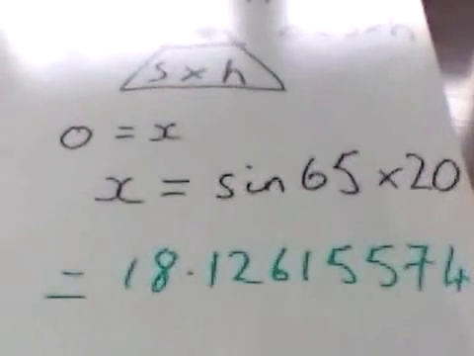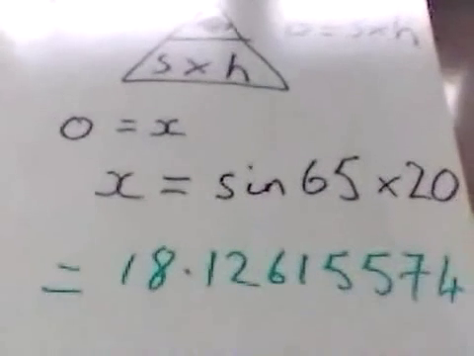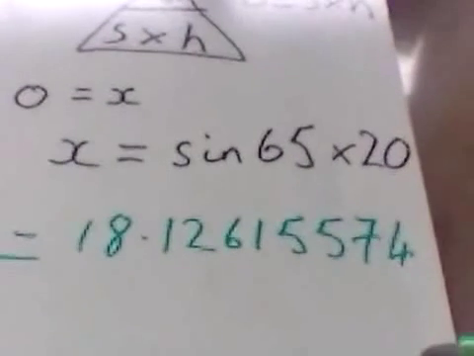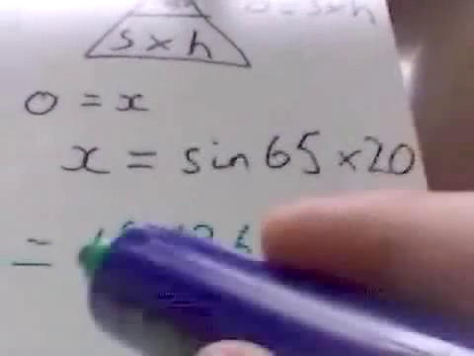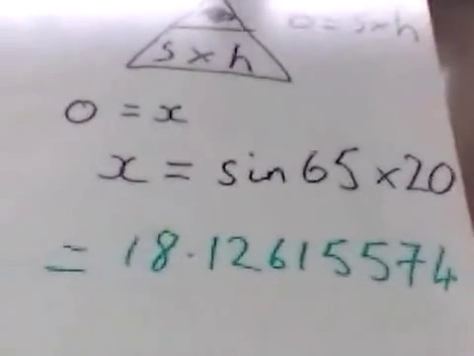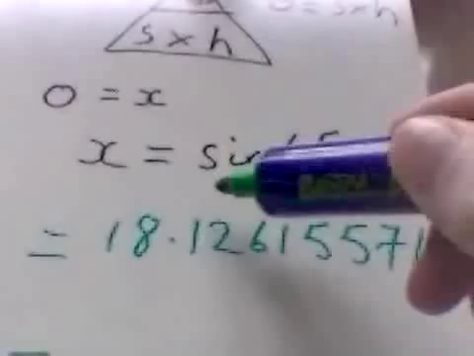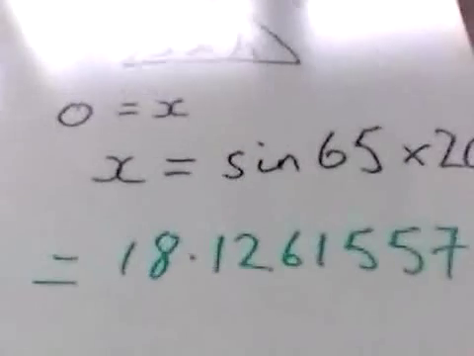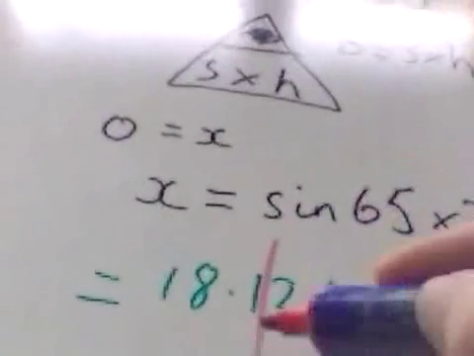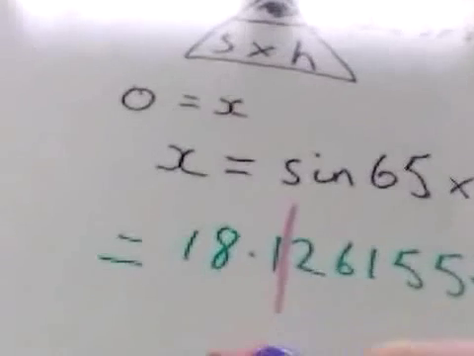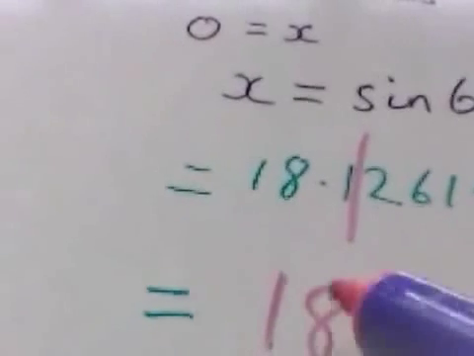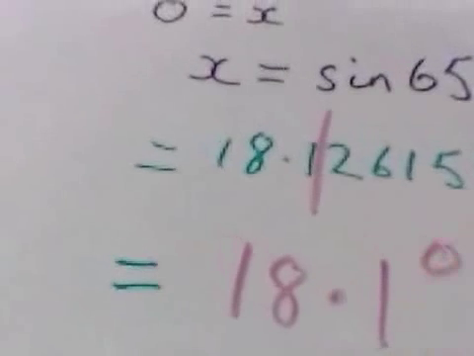18.126155574. It's perfectly okay to write down the full thing, unless they ask you to round it off. I'd write this down to start with, and then let's say they want it rounded to 1 decimal place. I'd have to stop here. So that to 1 decimal place is 18.1 degrees.